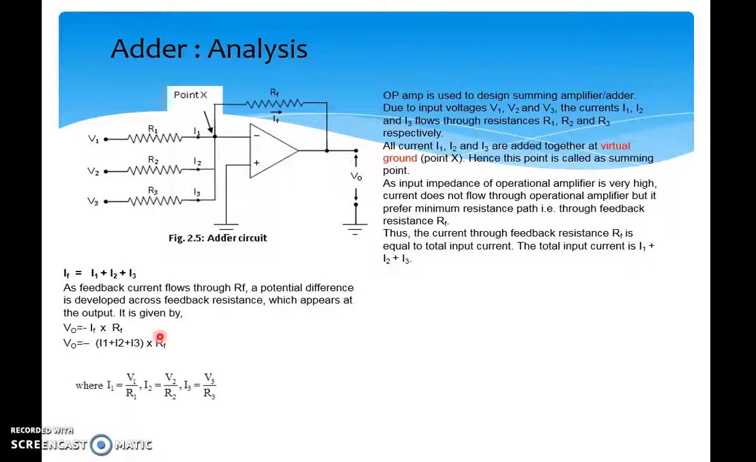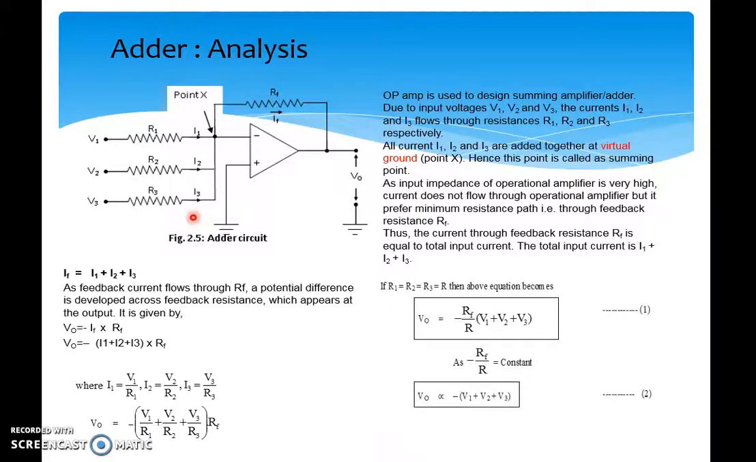Now we can substitute the values of the currents because the summing point is at virtual ground. The current I1 because of V1 is V1 upon R1, I2 is V2 upon R2, I3 is V3 upon R3. Substituting these in the expression, we get V0 is equal to minus of V1 upon R1 plus V2 upon R2 plus V3 upon R3, into RF.